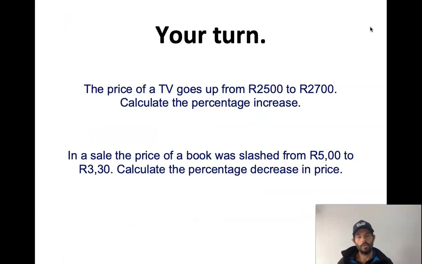Okay, so I'm going to give you an opportunity to work 2 out by yourself. So first go and calculate the price of a TV that goes up from 2,500 Rand to 2,700 Rand. And I need you to calculate the percentage increase. And in the second question, in a sale, the price of a book was slashed from 5 Rand to 3 Rand 30. Calculate the percentage decrease in price. Okay, so rewind and have a look at what I've just spoken to you about, the formulas for increase and decrease, and work through it, listen to it again, and keep trying to work it out until you feel you've got the correct answer. Right, and then press play to see how you've gone.